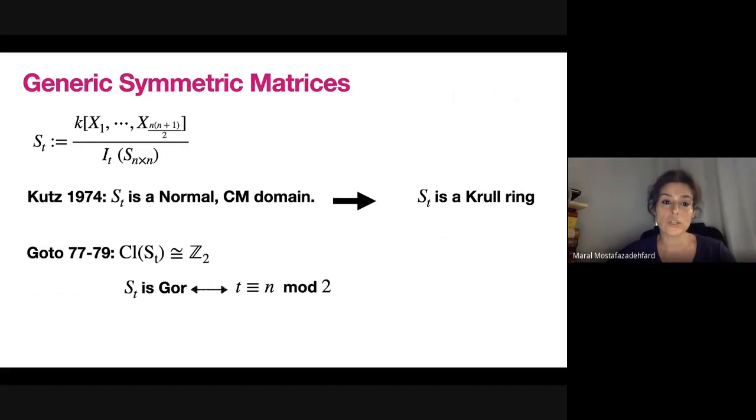If you consider the generic symmetric matrices, again, by results of Kutz, we know that they are normal Cohen-Macaulay domains, so they are Cohen-Macaulay rings. And Goto established the divisor class group of these rings, which is isomorphic to Z/2. And the Gorenstein property occurs just when the size of the minors and the size of the matrix have the same parity.